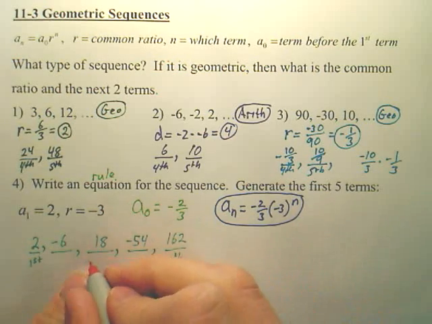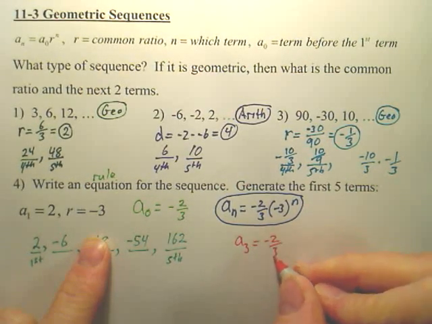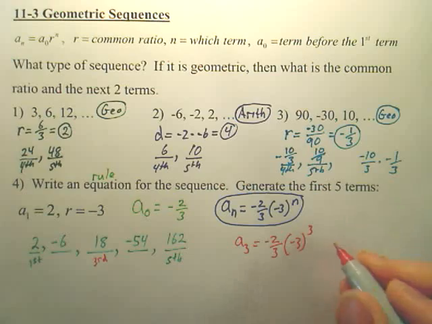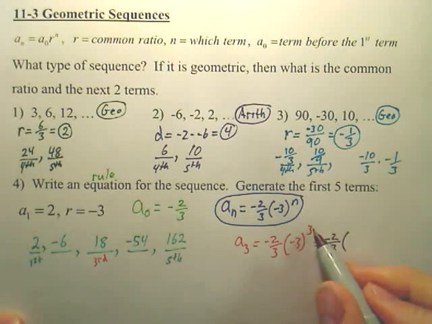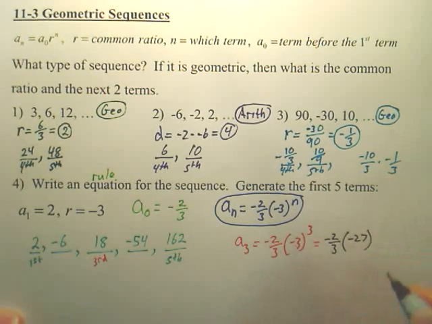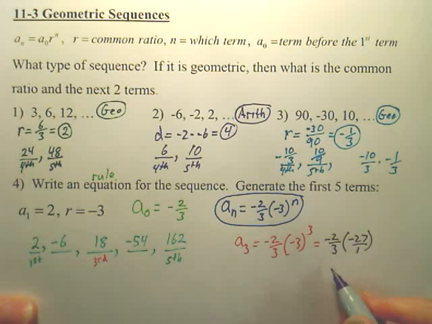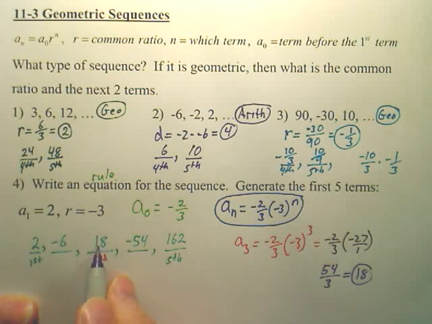Now, could I technically, let's find the third term. If I wanted to find the third term, could I technically have gone, A3 equals negative 2/3 times negative 3 to the third? If I want the third term, don't you plug in 3 here? Which would give me negative 2/3, and negative 3 to the third, isn't that negative 27? And isn't that over 1? So wouldn't that be, looks like 54 divided by 3, and 54 divided by 3, isn't that 18? Doesn't that match?